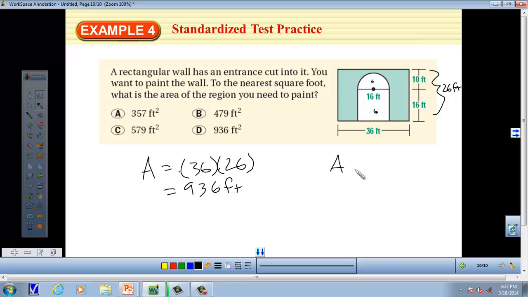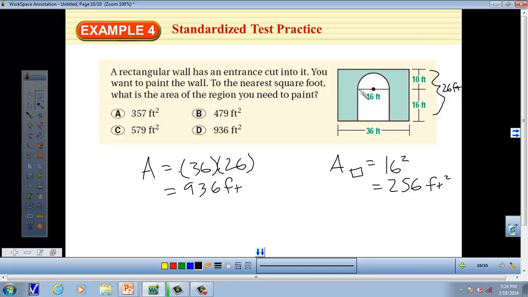Now we're going to figure out the area of this part, and then subtract it from 936. So we're going to do area of that part right there, which is 16 this way and 16 this way, so it's a square. So it would be 16 squared. That is 256. So that's 256 square feet.